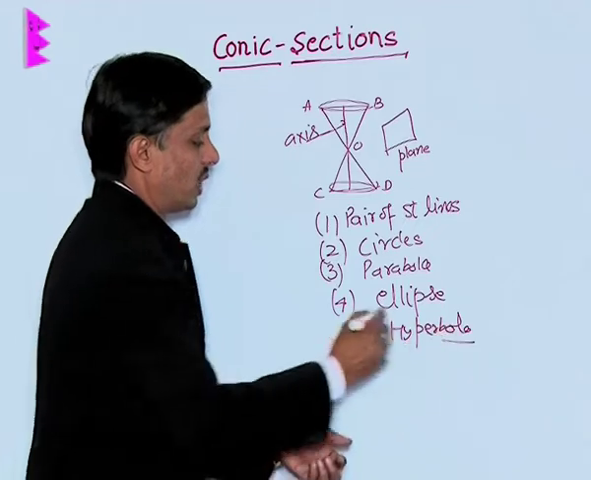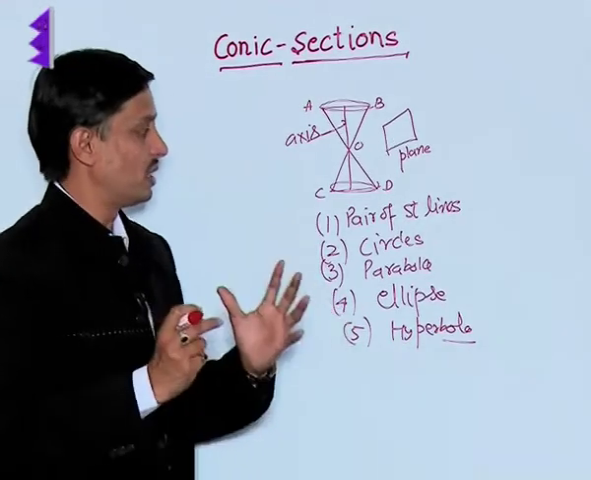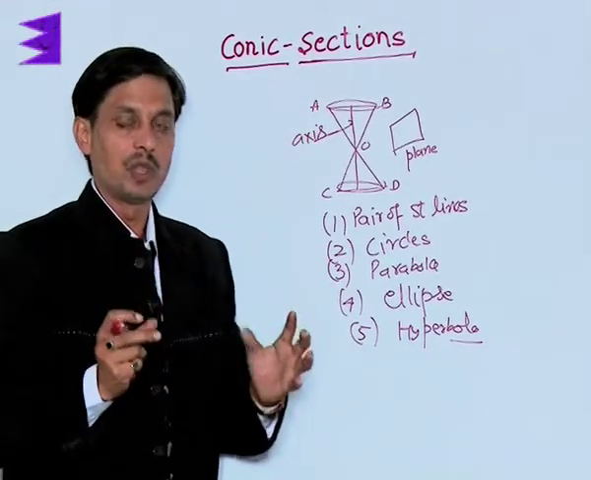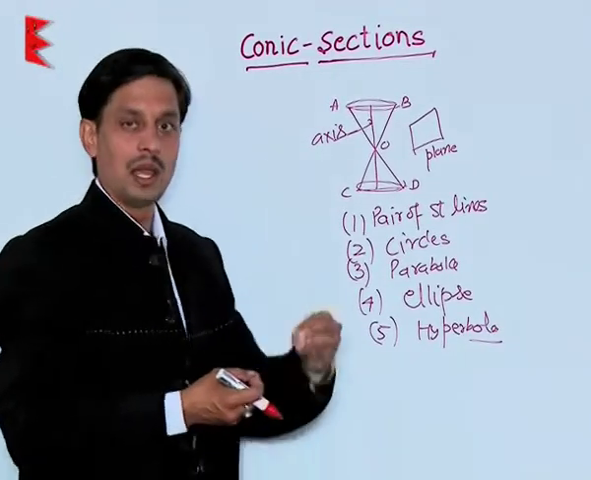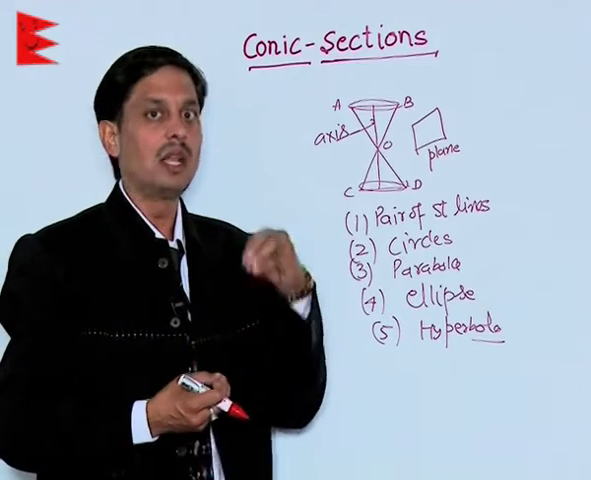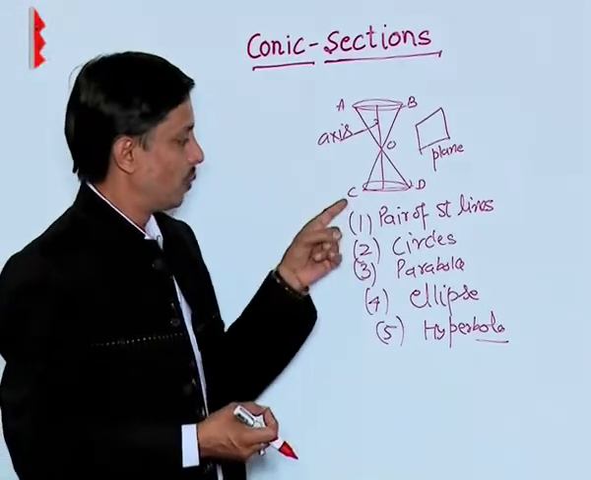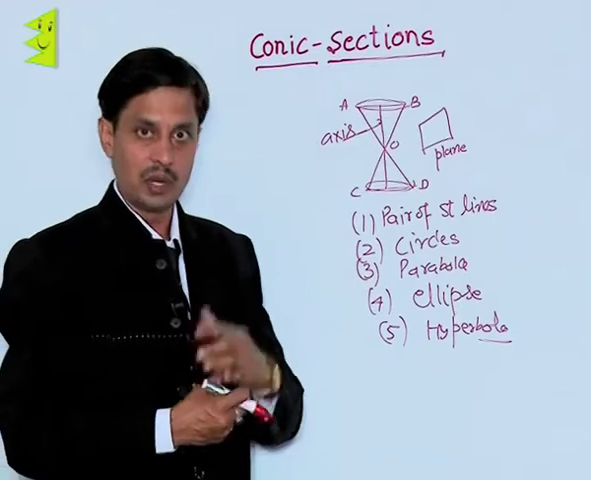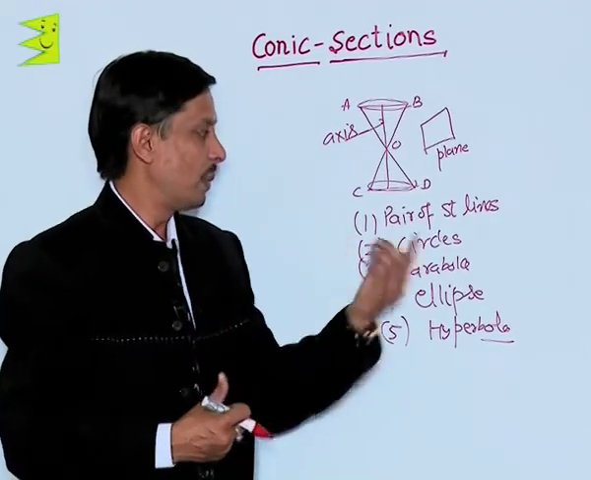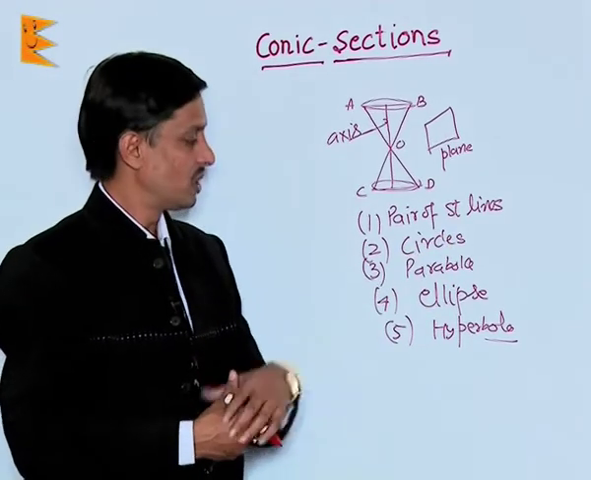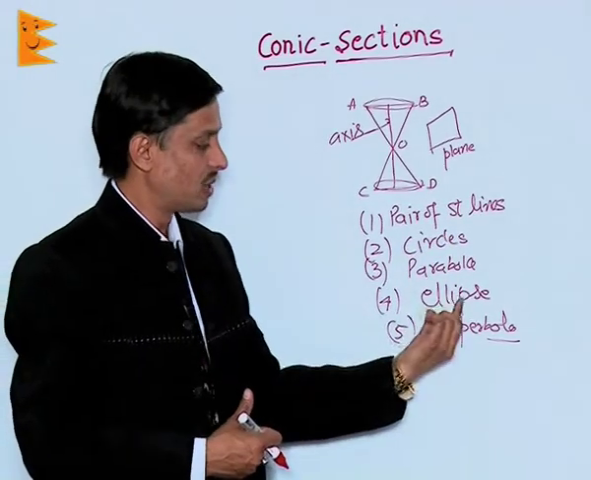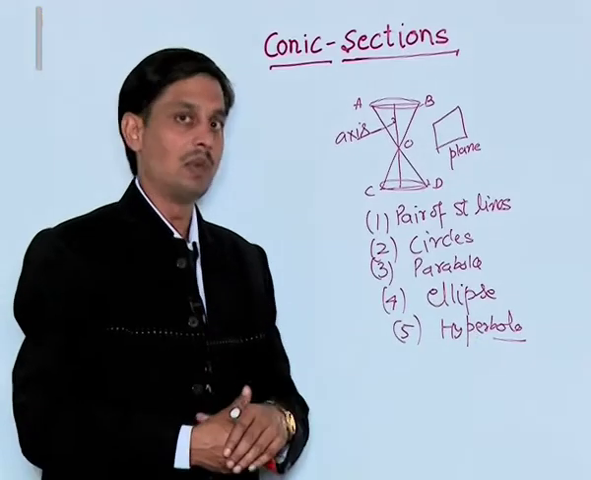So my question to you is, what is a conic section? When a double cone is cut by a plane in different situations, in different positions, then these 5 things can be obtained. One of the shapes can be the pair of straight lines, maybe a circle, the section may be a parabola, the ellipse, or the hyperbola.